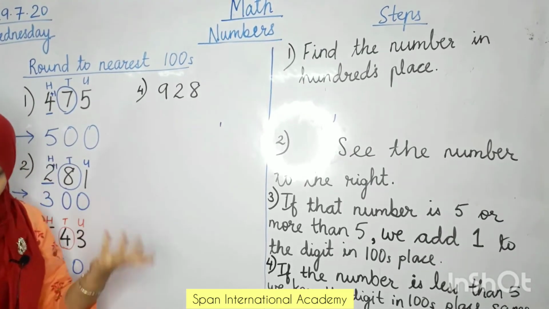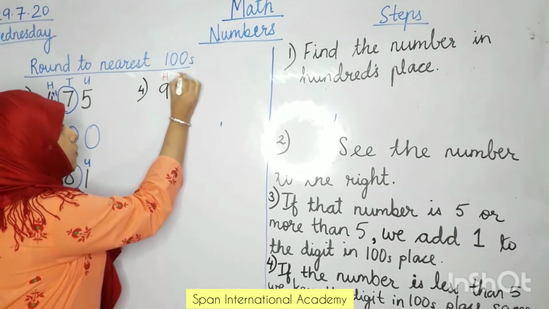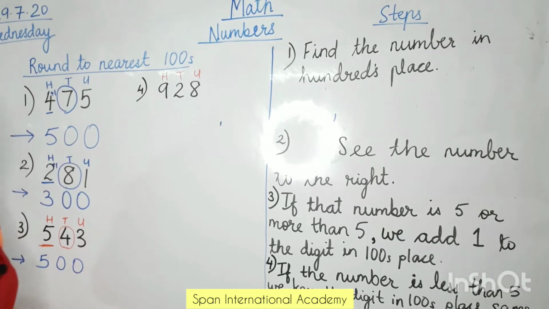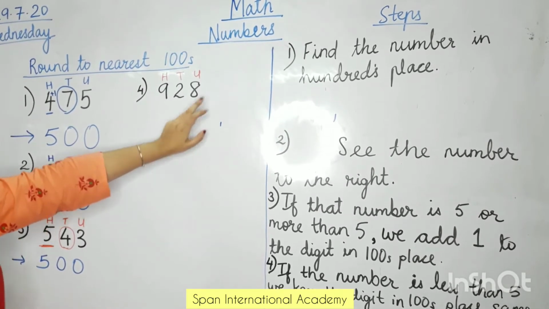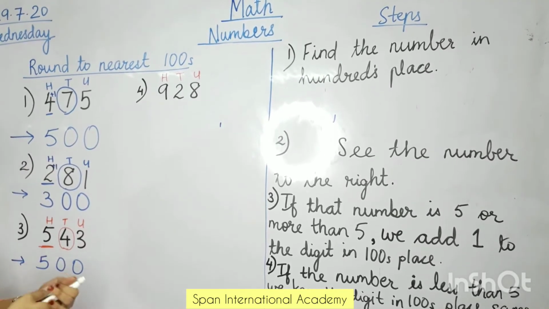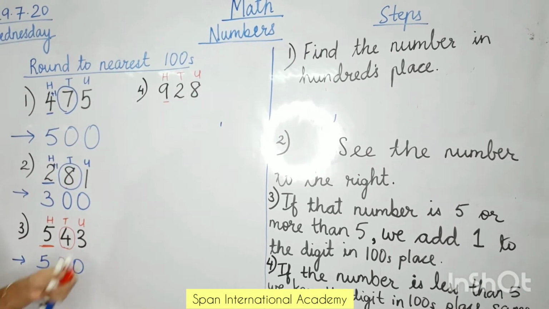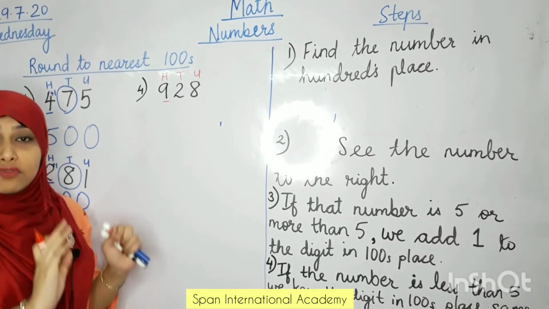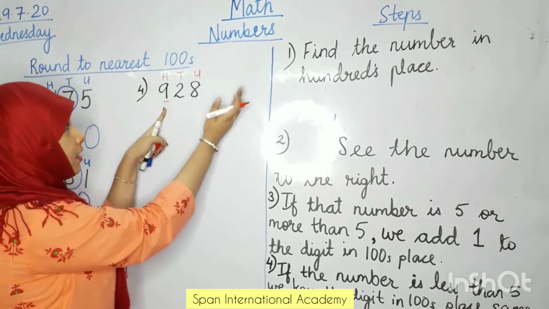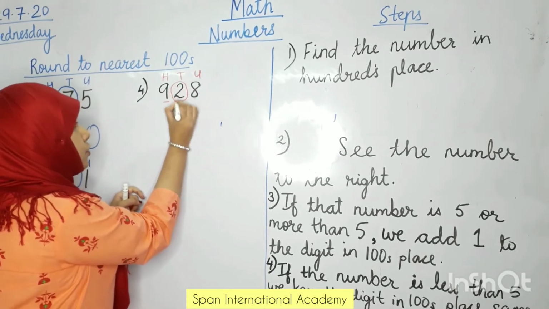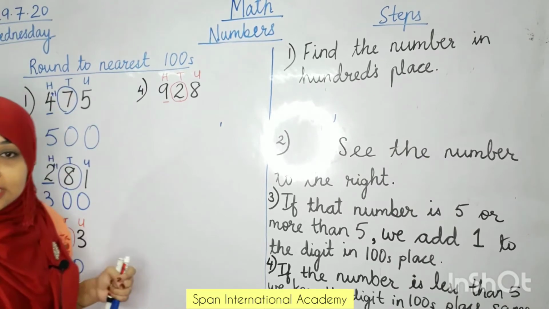Find the number in the hundreds place. How are we going to do it? We will see the place value. We have 100, tens and units. Which number is in the hundreds place now? It is number 9. My second step tells me that I have to see the number to its right. When I see the number to the right of 9, it is number 2. I have to go to my third step now.